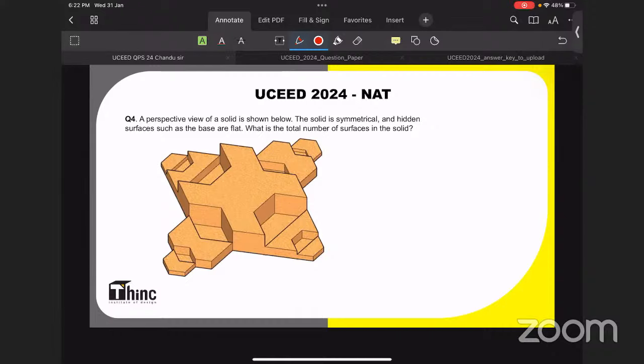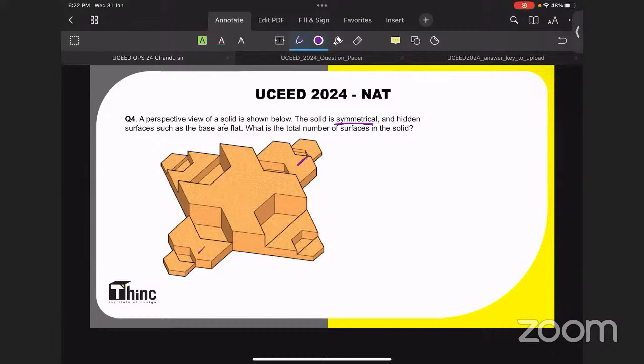Okay, I think you guys have had your efforts. Now I will try. So actually this figure is given like a symmetric one. It's mentioned in the question itself: a perspective view of a solid is shown below. The solid is symmetrical. Okay, so we don't need to count all the sides.